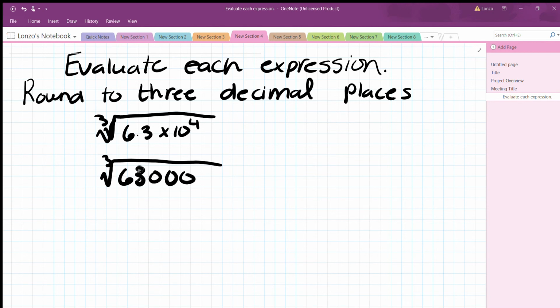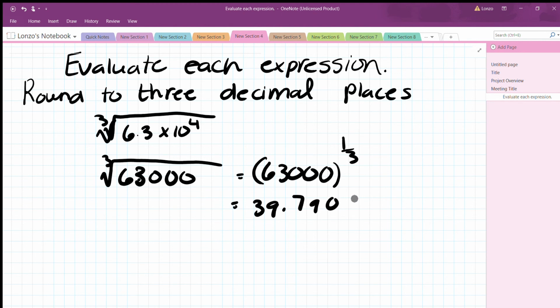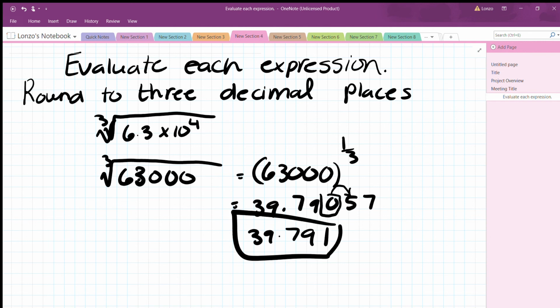How would I write this in exponential form? I would write that as 63,000 raised to the 1/3 power. You could put that in the calculator, you're going to get 39.79057. It says round to 3 places, so here's my third. Is my neighbor 5 or greater? It is, so we have to round this up one place. So it's going to be 39.791. Good. So that wraps it up for this section.